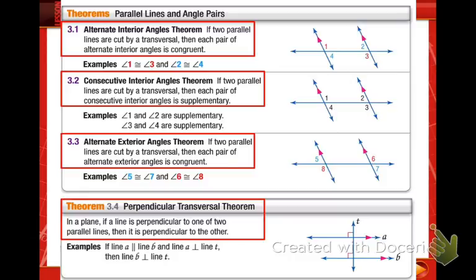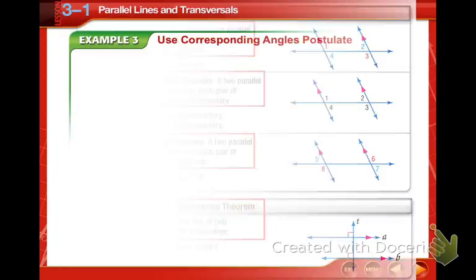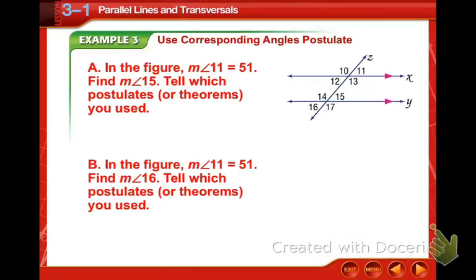Then we have the perpendicular transversal theorem. In a plane, if a line is perpendicular to one of two parallel lines, then it is perpendicular to the other. So, here we have two parallel lines marked with the pink arrows there, and a transversal. We know that the measure of angle 11 is 51. What about 15? So, 15 is also 51 degrees.